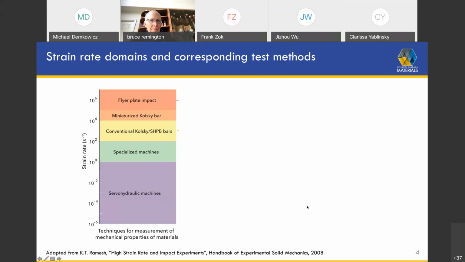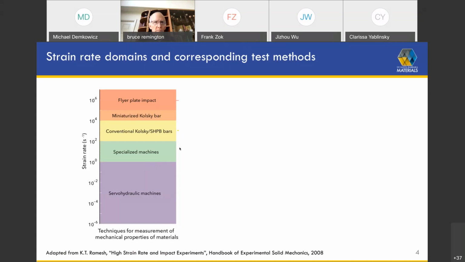Now, the main thing that distinguishes these two different tests is the strain rate range over which you can access. Looking at the full strain rate range we have here at the bottom, at low strain rates up to something like about 1 per second, we have servohydraulic machines. Virtually all labs are equipped with machines of those type. There is then a gap, more or less, in strain rates from about 1 to 100 per second.